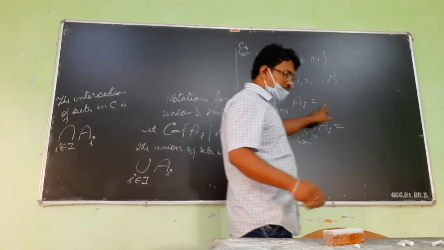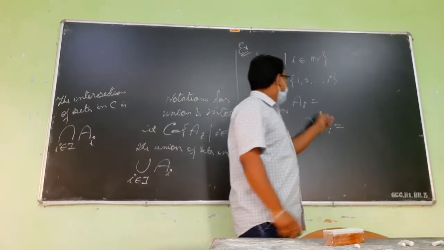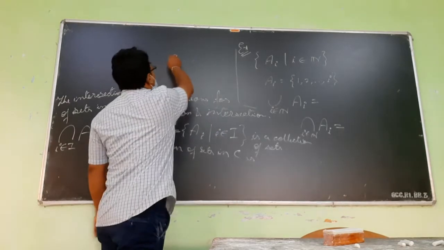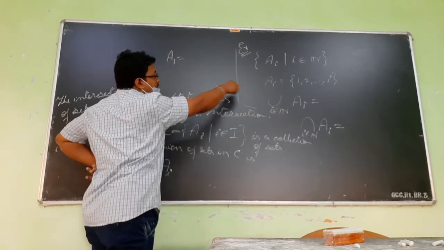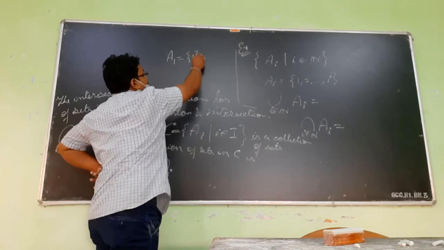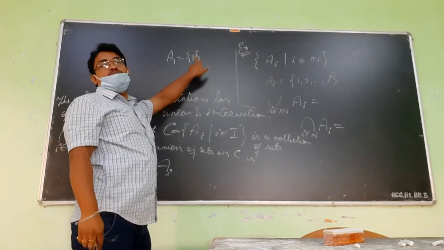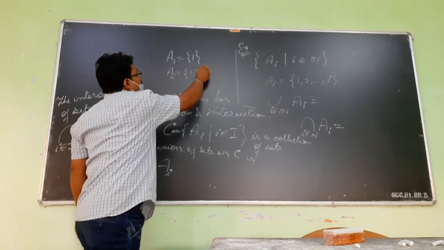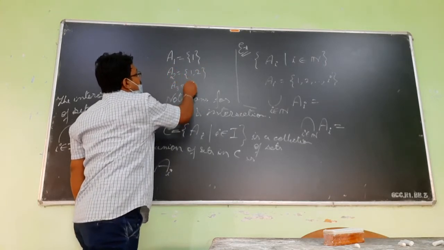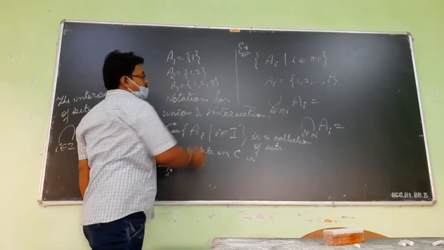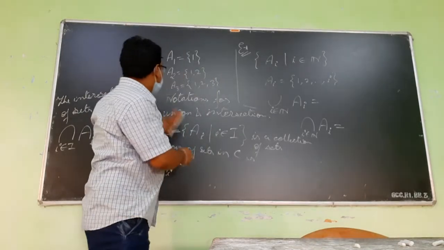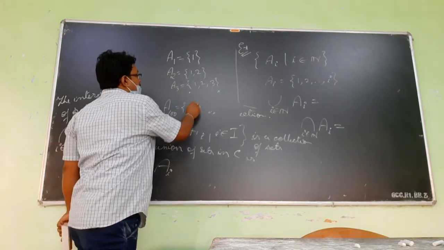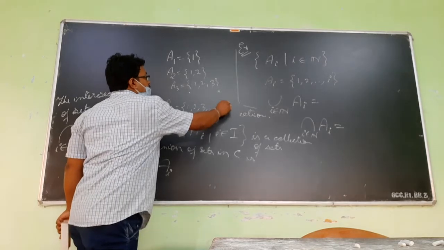What is the union of the sets A_i? What is the set A1 here? A1 is the set of the first one natural number, so A1 is the singleton {1}. What is A2? A2 is the set {1, 2}. A3 is the set {1, 2, 3}, and similarly A4, A5, like that. A100 is the set {1, 2, 3, 4, up to 100}.